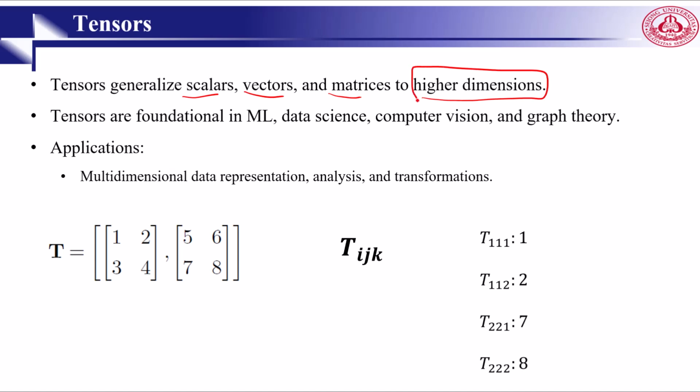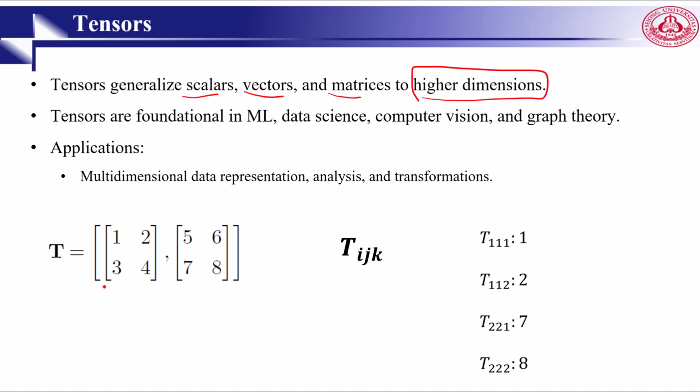Tensors are characterized by their order, like the number of dimensions. Sometimes we call them a rank, and the number of indices required to specify an element. In machine learning, data science, computer vision, and graph theory, we use them a lot, for multidimensional data representation, analysis, and transformation. So here you can see one tensor.